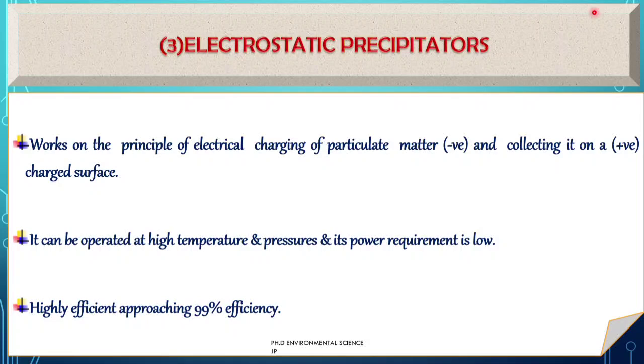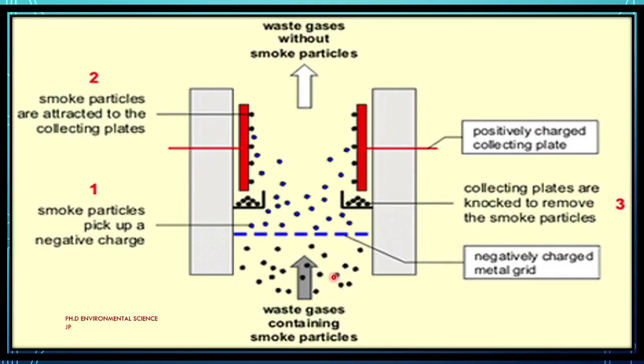Electrostatic precipitator. It works on the principle of electrical charging of particulate matter and collecting it on a charged surface. They are widely used in various industrial processes due to their high efficiency and ability to handle large volumes of gas at high temperatures and pressures. Let's understand with the help of this image.